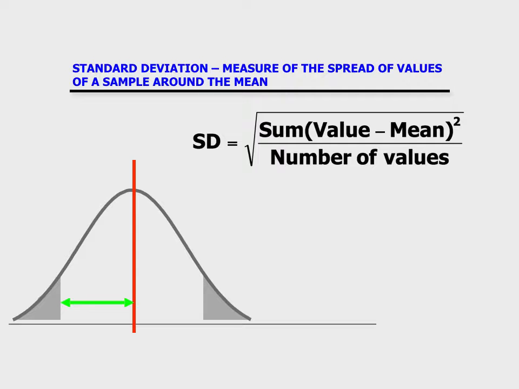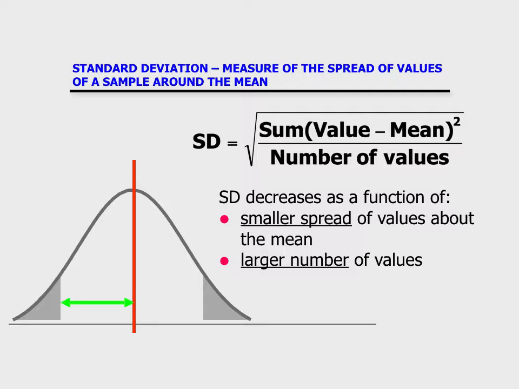Well, the standard deviation is determined by taking the square root of the sum. So you add up all of the values that you've collected, each minus the mean, squared. So take your value, subtract the mean, and square that number. Add all of those numbers up, and then divide that number by the number of values, or the number of observations. Take the square root of that entire equation, and you're left with what's called the standard deviation.